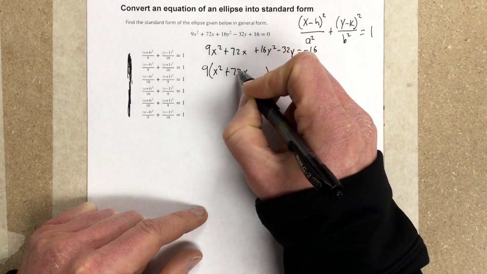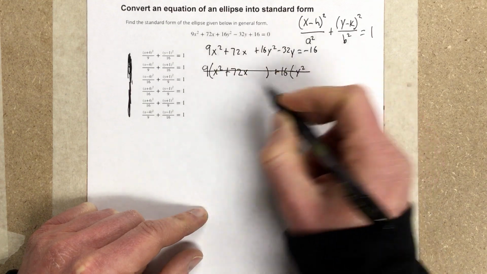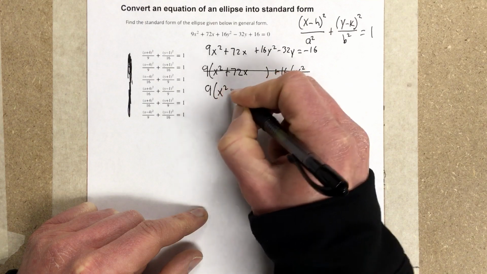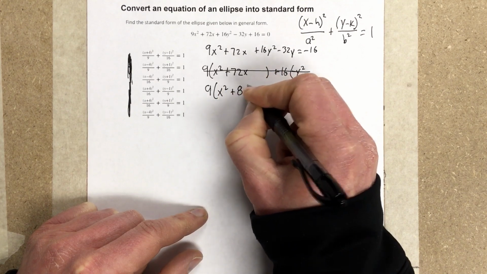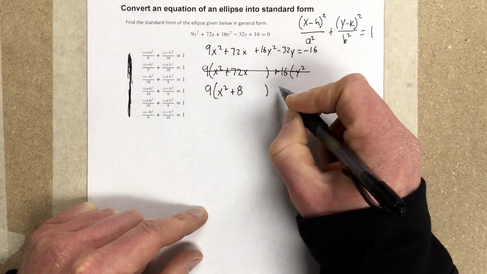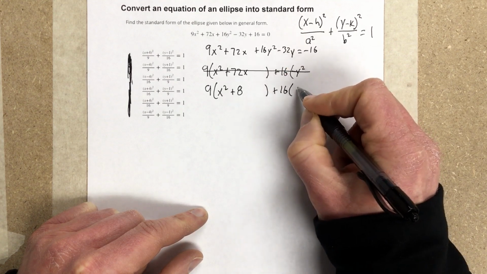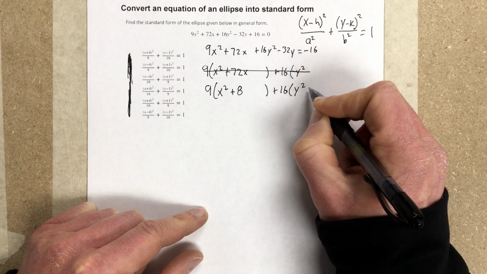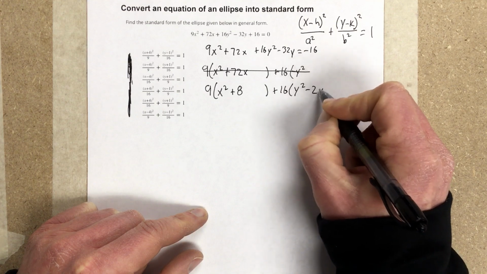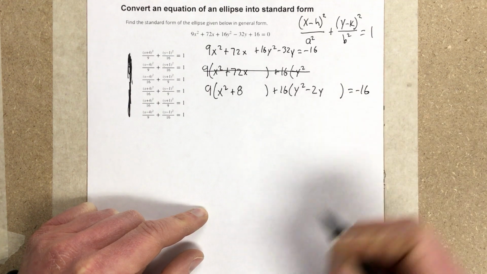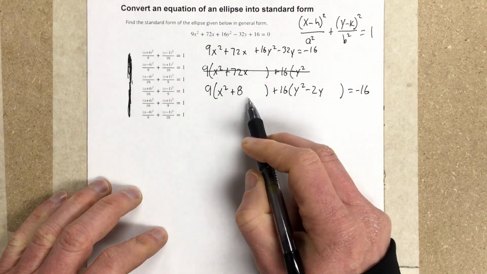I should have, when I factored, let me just rewrite this. When I factor a 9 out, I get 9 parentheses x squared plus 8x. I'm going to leave some space. And then plus factor 16 out of this, so 16 times y squared minus 2y, leave a little space, equal negative 16. So I'm leaving space so I can complete the square.